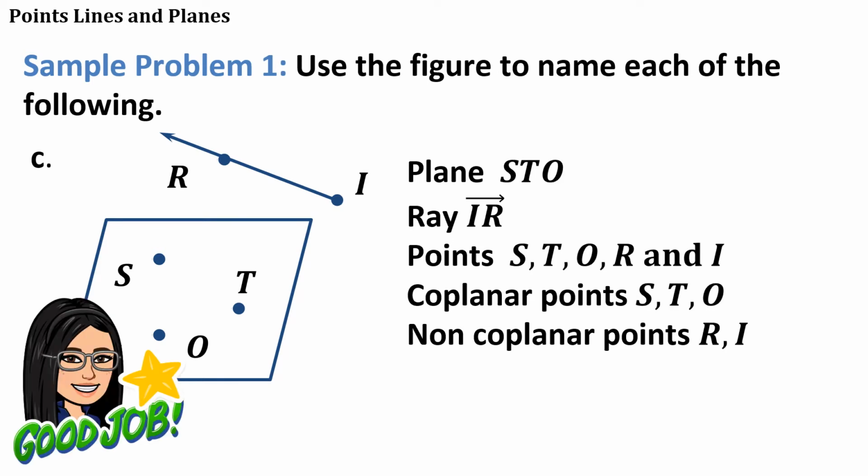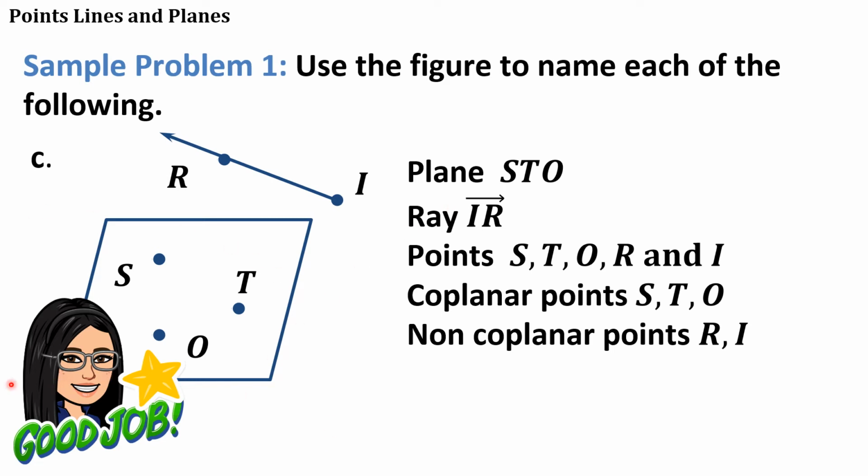So again, a plane, I can name it with 3 points, and I just took point S, point T, and point O to name my plane. A ray has to have an endpoint. We have to start with that endpoint and then any other point that we have in that direction. So it starts with point I and just continues through point R. And this is the symbol for ray. Instead of writing ray IR, you just write IR and put the little symbol out there saying that that is a ray.